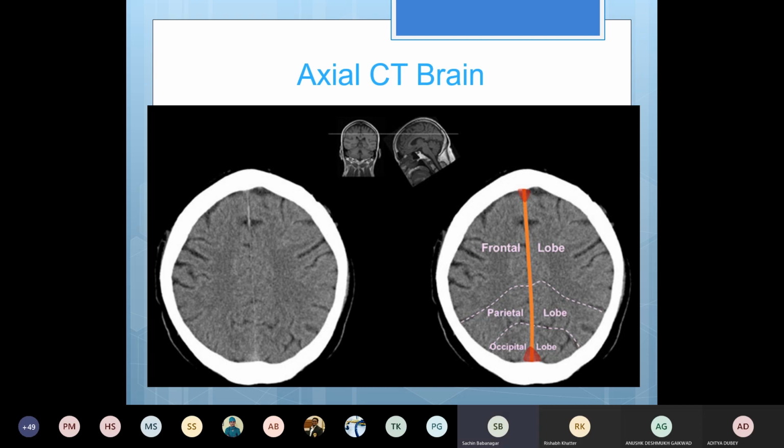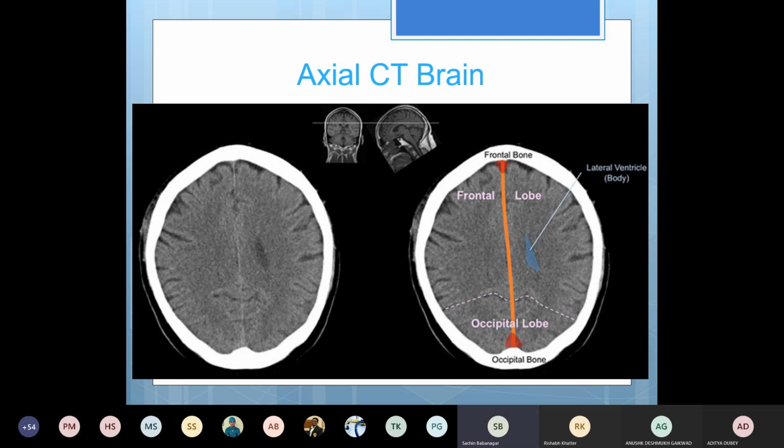As you can see here, this is the cranial-most axial section of the CT brain. This is the right side, this is the left side, this is anterior, this is posterior. This is basic orientation. Right frontal lobe, left frontal lobe, right parietal lobe, left parietal lobe, and a small portion of the occipital lobes posteriorly.